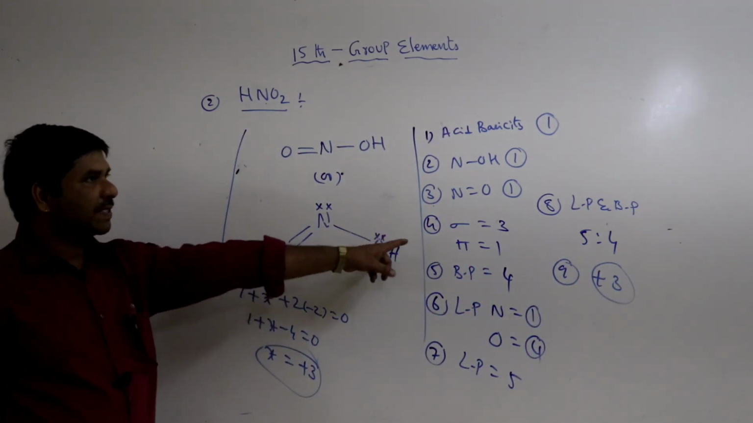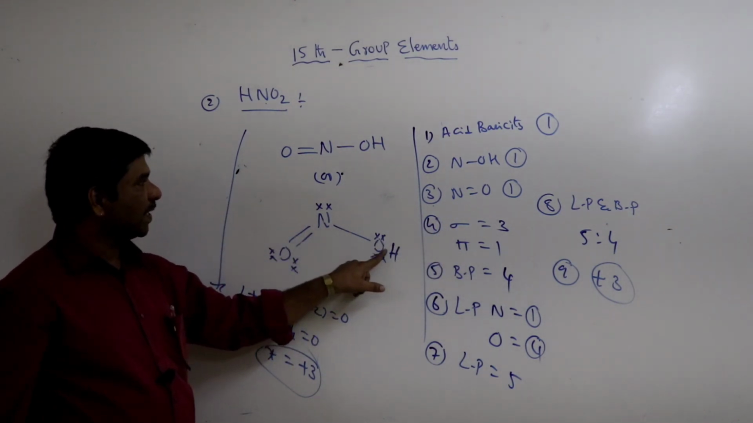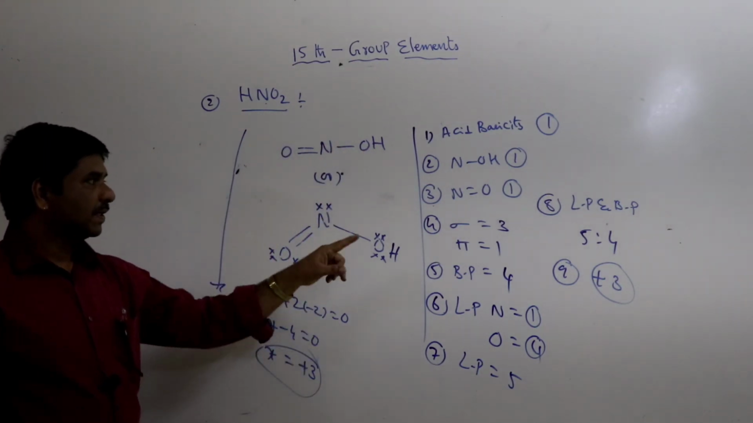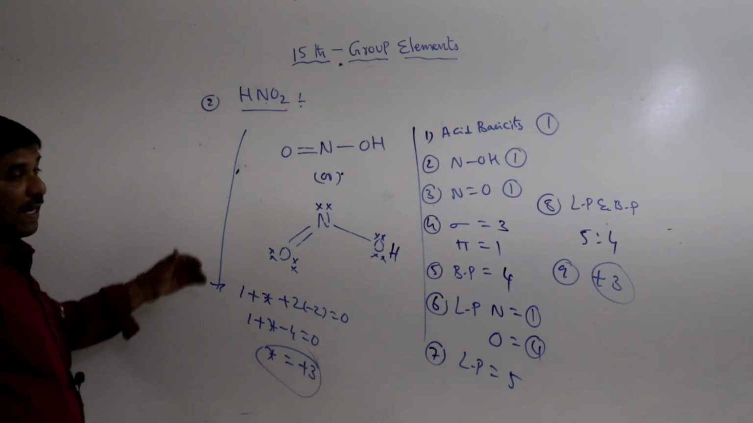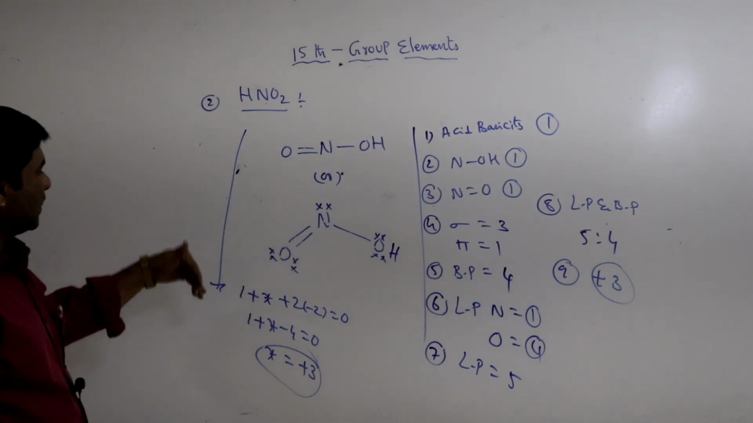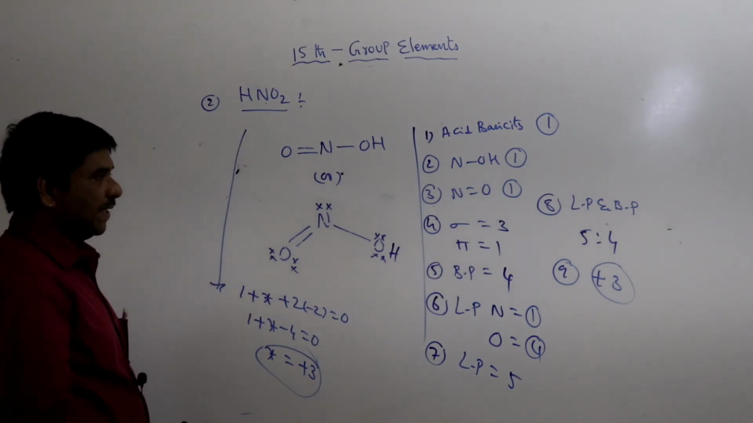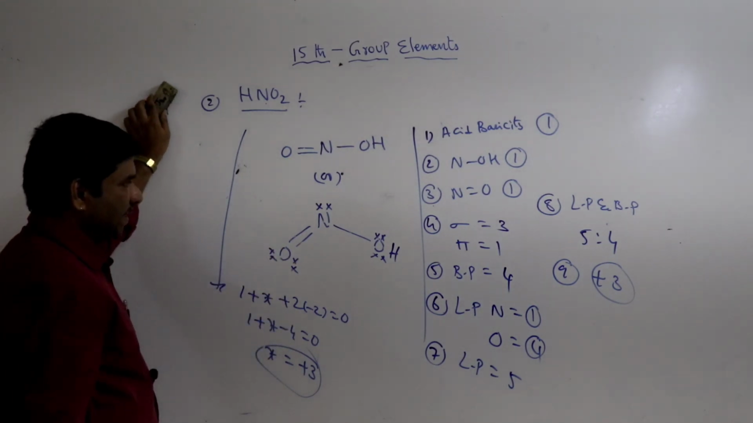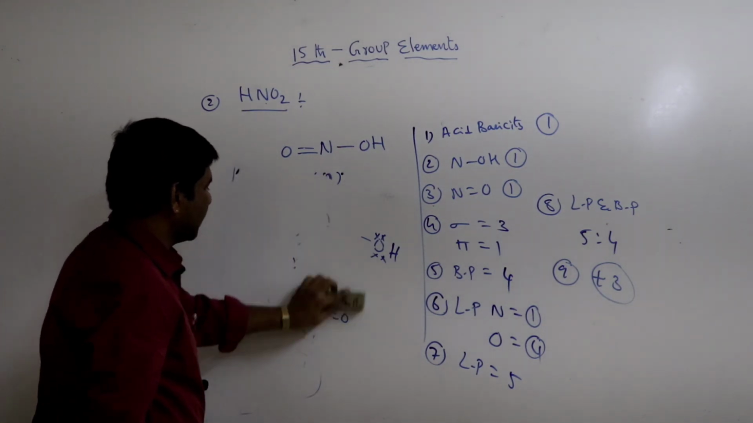So here, sigma bonds: 1, 2, 3. Here also 1, 2, 3 sigma bonds. This is a pi bond. 3 and 1. That is about hyponitrous acid, and this is nitrous acid. Hyponitrous and nitrous acid have +1 and +3 oxidation numbers. Okay? That is about hyponitrous acid.